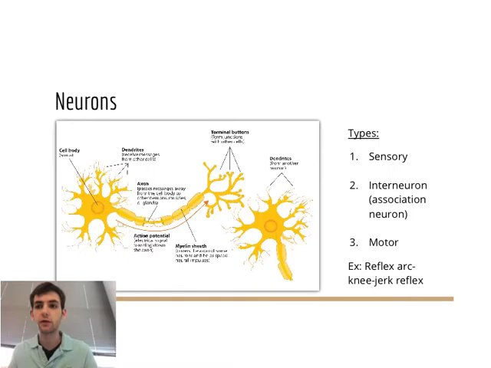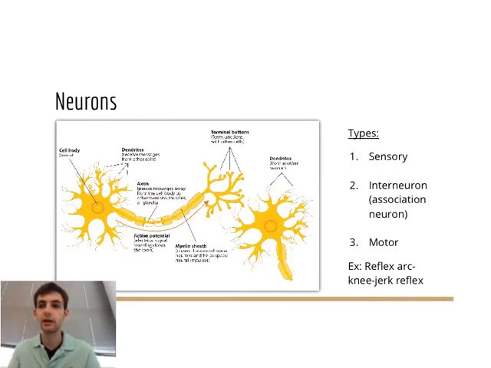There are three types of neurons: a sensory neuron, which is going to receive an external stimulus; an interneuron, also known as an association neuron. This is going to mostly be involved in sending messages to the brain for processing; and then there's a motor neuron.